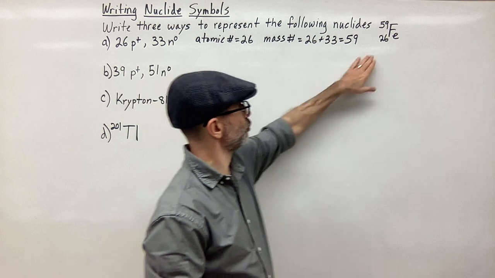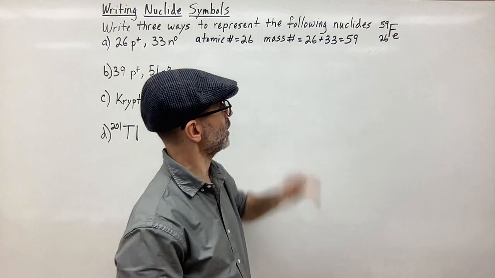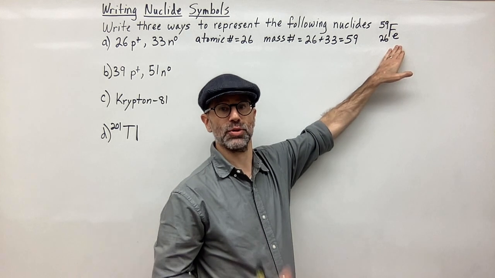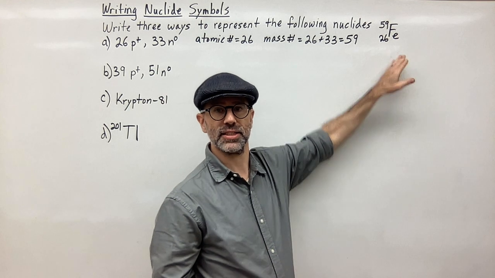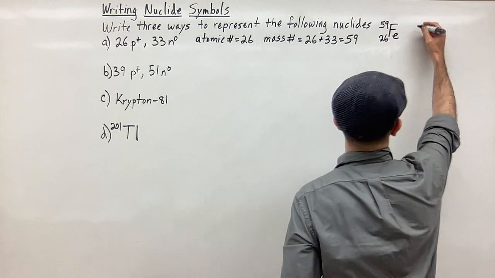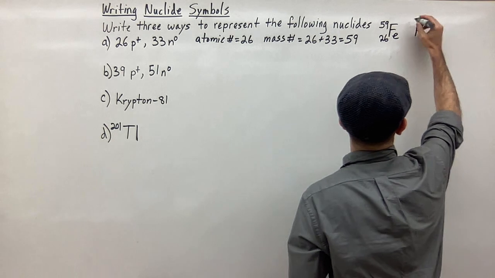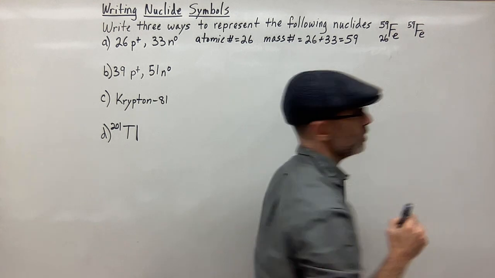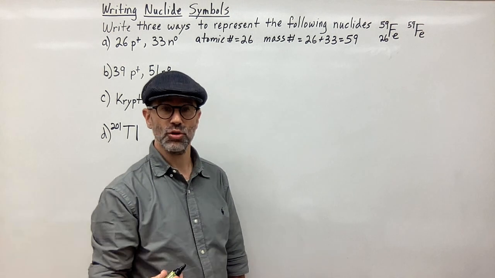Another way is to just write it without the atomic number. Since we know what the element symbol is, we know what element it is. Therefore, it's kind of redundant to have the 26 on there. So you could just have it as Fe and then just the 59, the mass number, on top. So that would be another way of representing the nuclide.